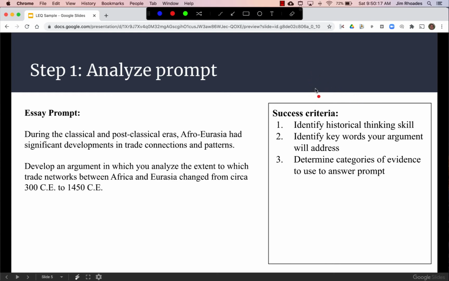Here's a reminder of what that prompt analysis process looks like. First, I need to identify the historical thinking skill. I see this word and I think immediately of CCOT, and I'm asked the extent to which they changed, and so I could have paragraphs based on continuities or changes.